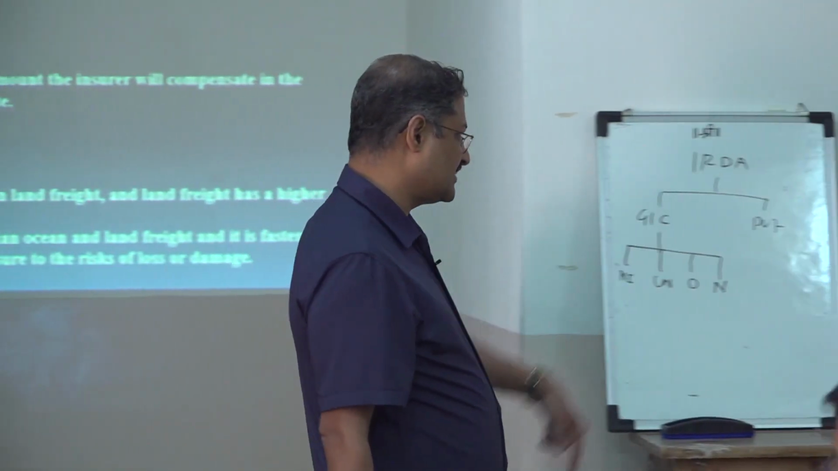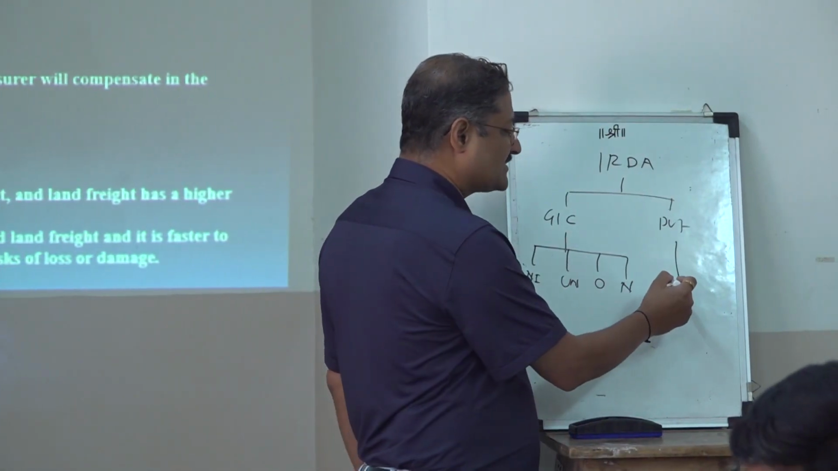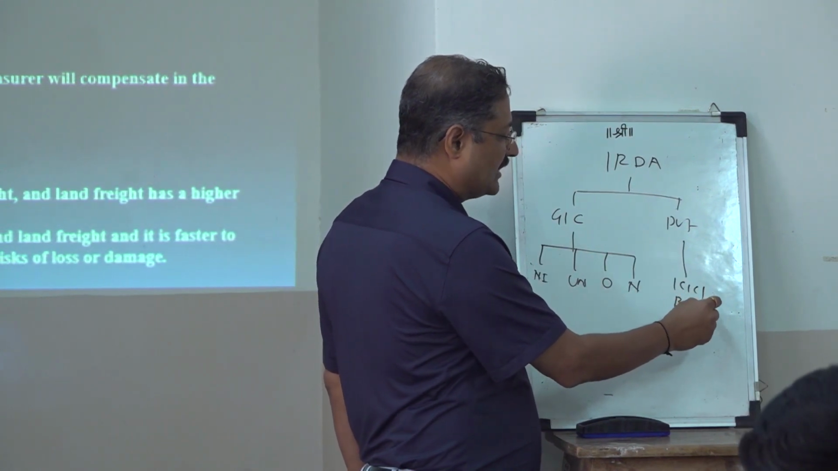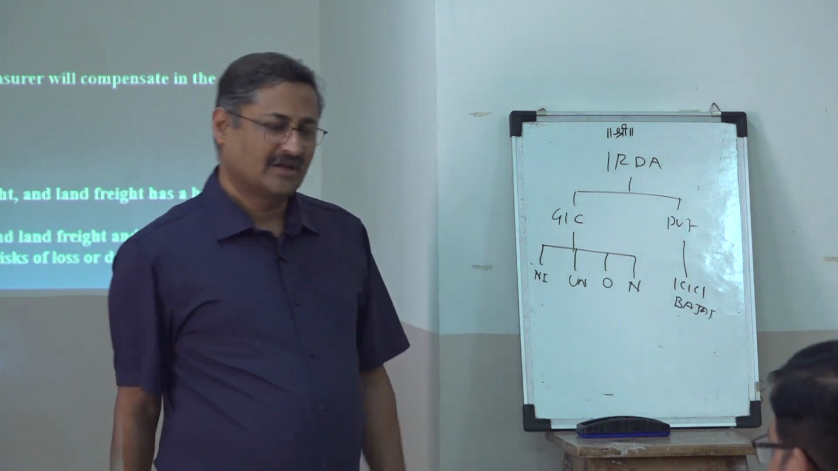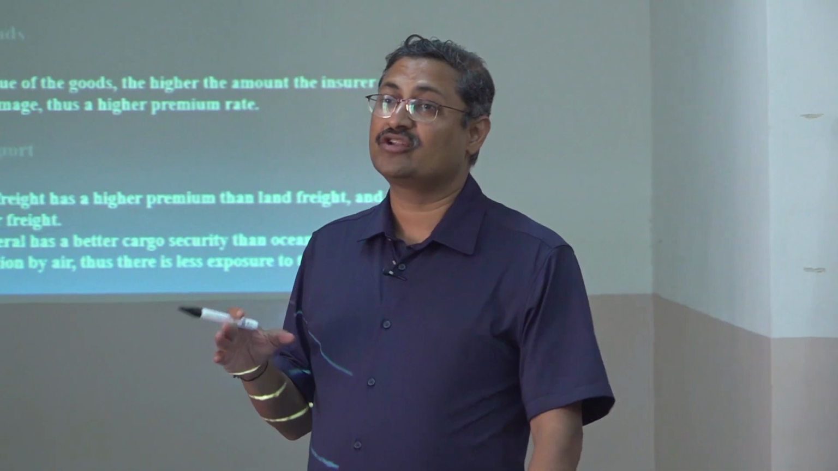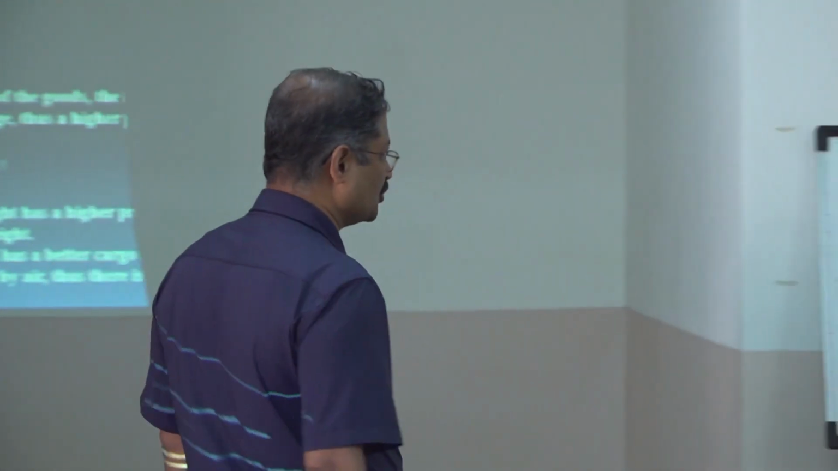So there are four GIC. And private you have ICICI Lombard, Bajaj, Tata, Reliance, etc. So there are private players. They take care of non-credit risk. And then something is called credit risk insurance.